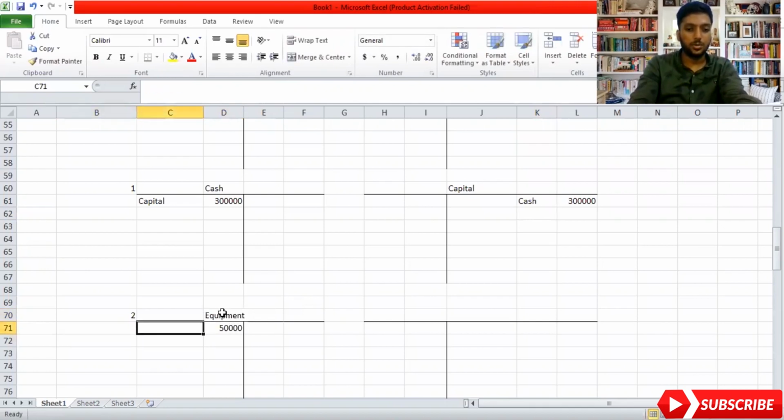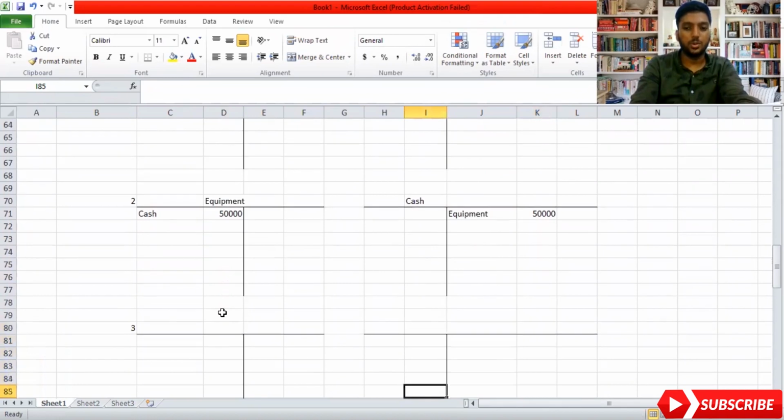So right here, you have spent cash. And on the cash account, you can write as equipment. You have spent for equipment. What's the value? 50,000. They have not given the dates, that's the reason I'm just taking account by account.